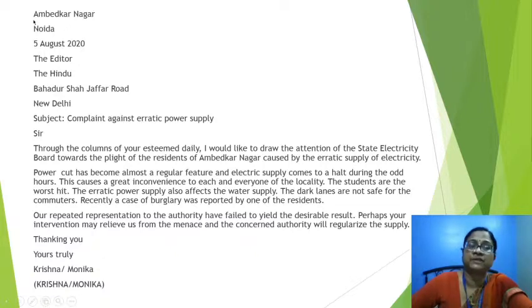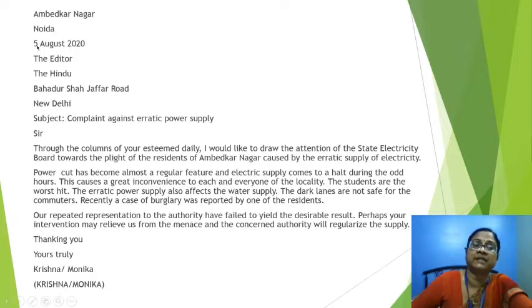So, according to the question, the sender's address is Ambedkar Nagar, Noida. After that, you write the date. Now, children, in your CBSE examination, the answer booklet is a ruled booklet, that is, it has ruled pages. So in that case, after writing the sender's address, you leave one line and then write the date.